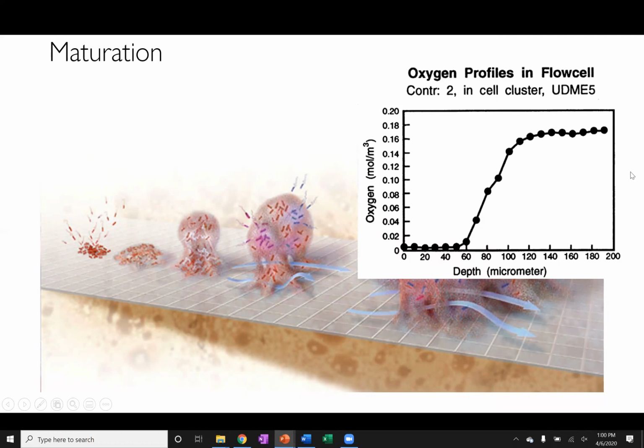You can physically look at different depth profiles in this biofilm, and you'll notice as we go deeper and deeper, there's less and less oxygen. And it's simply because of the structure of this biofilm, the way it's physically formed, both vertically as well as horizontally.